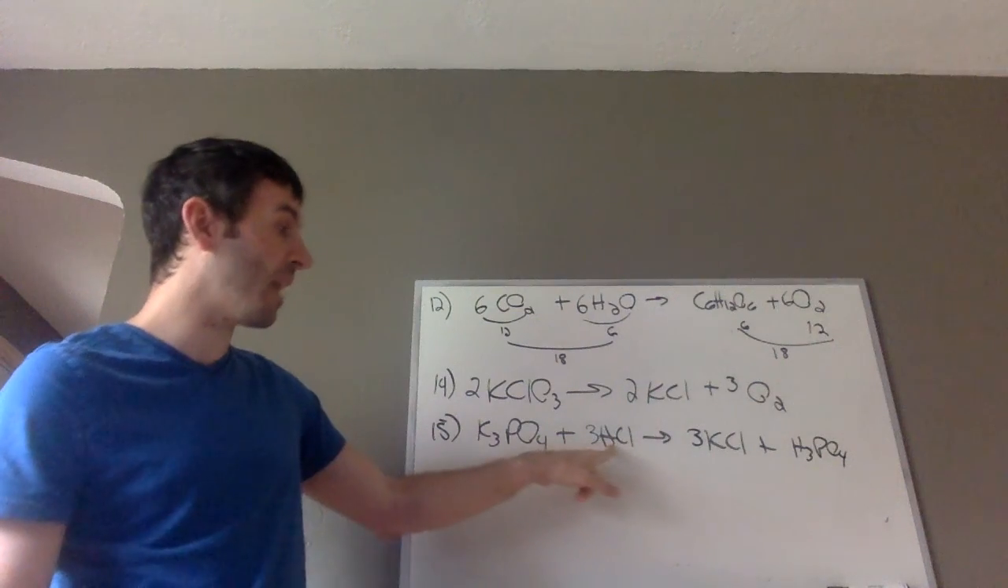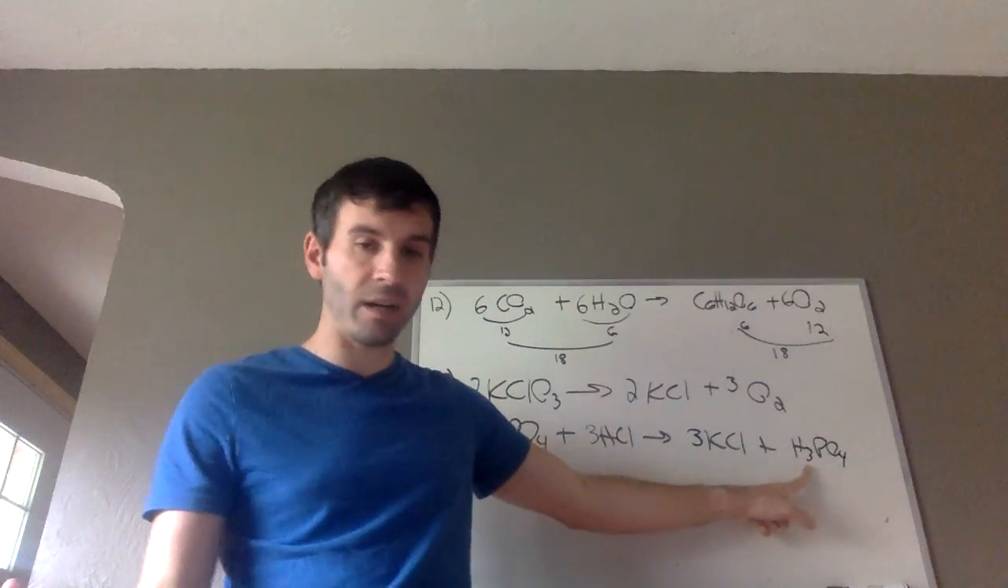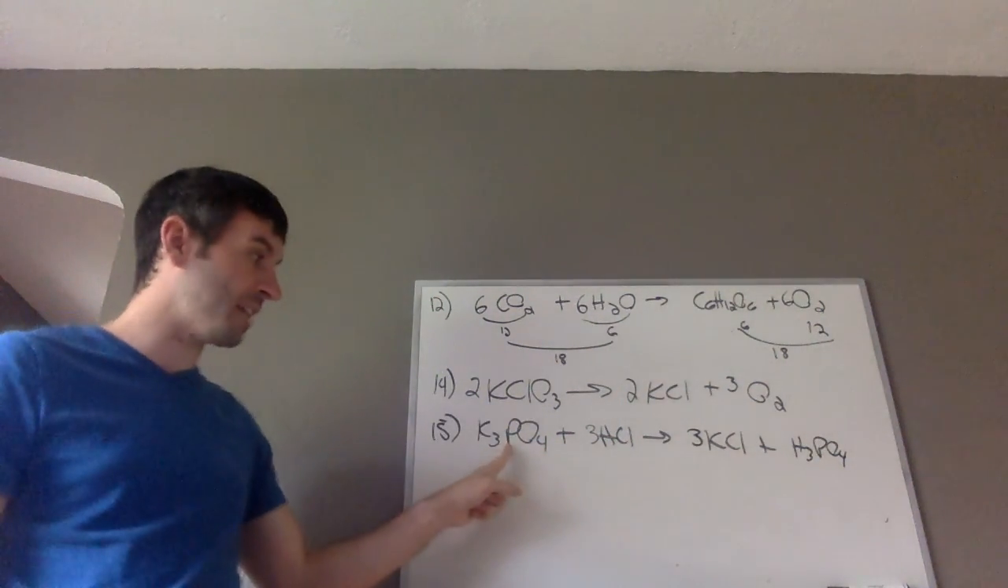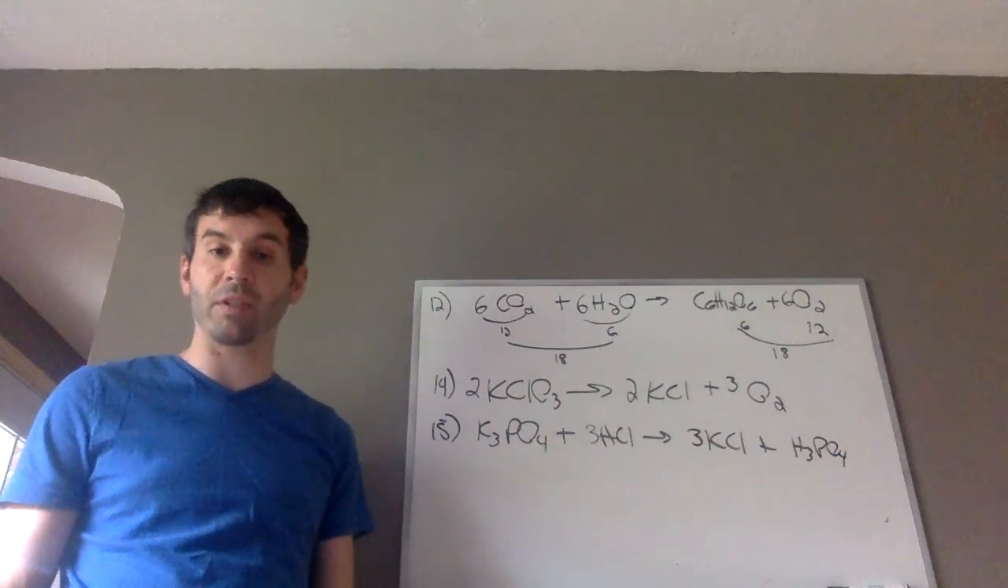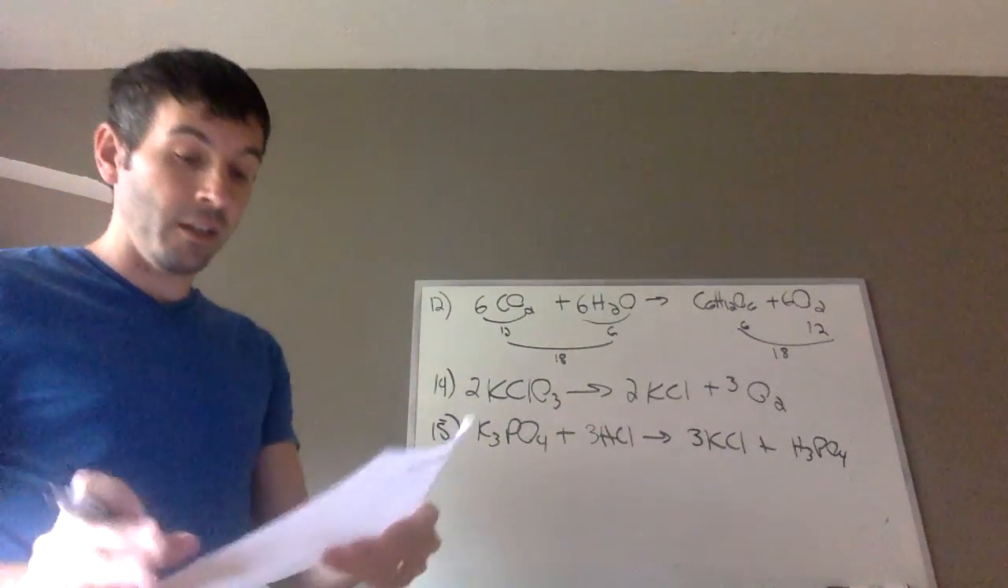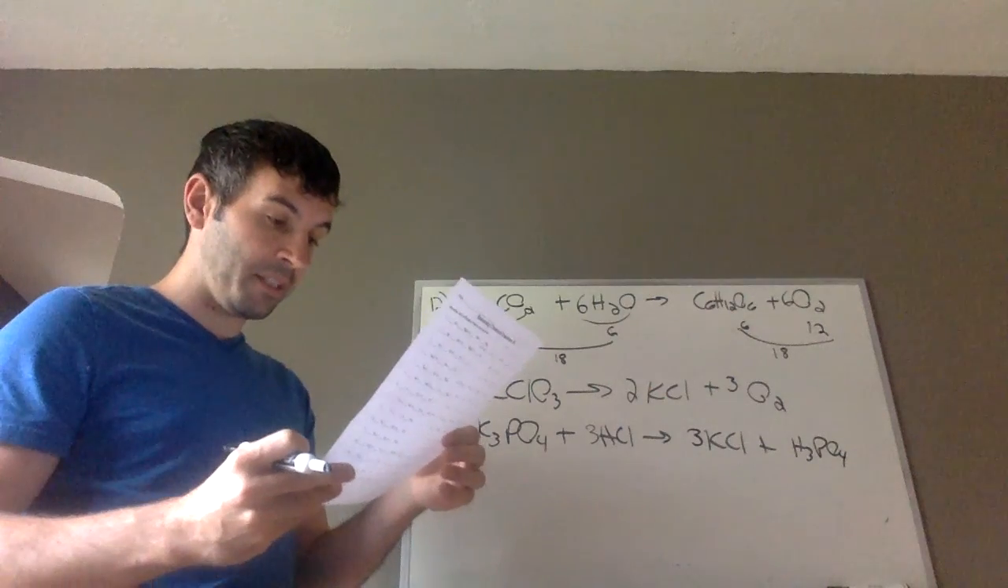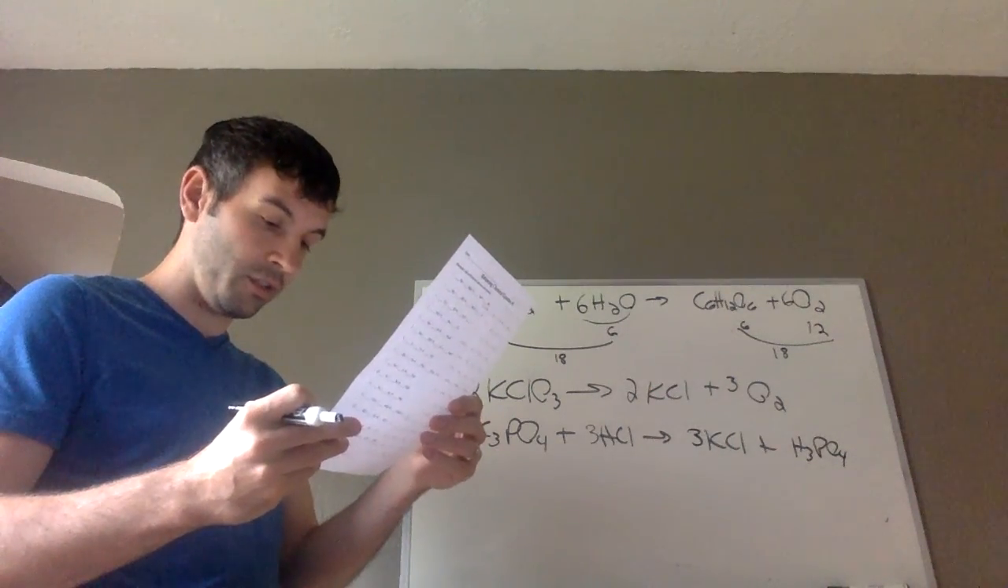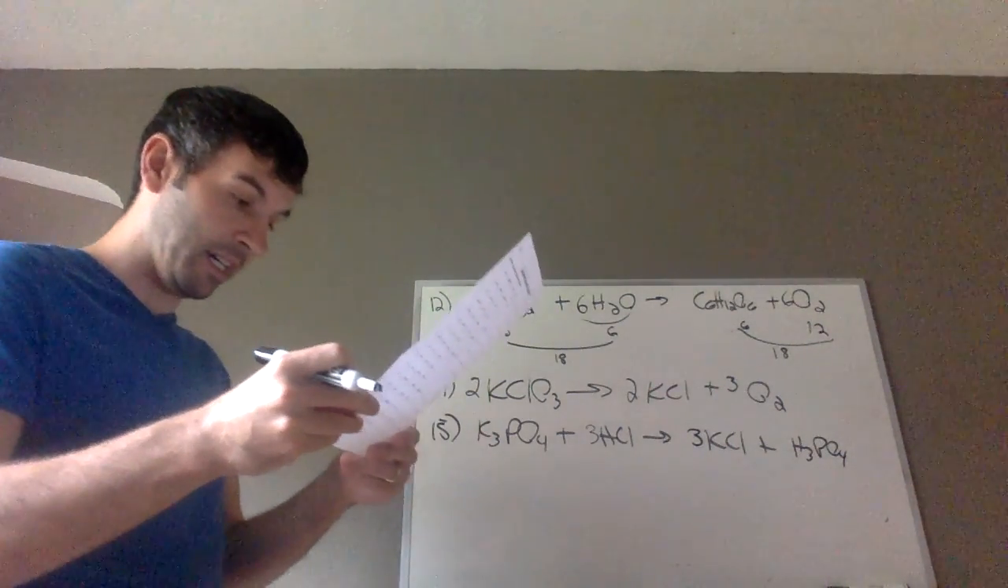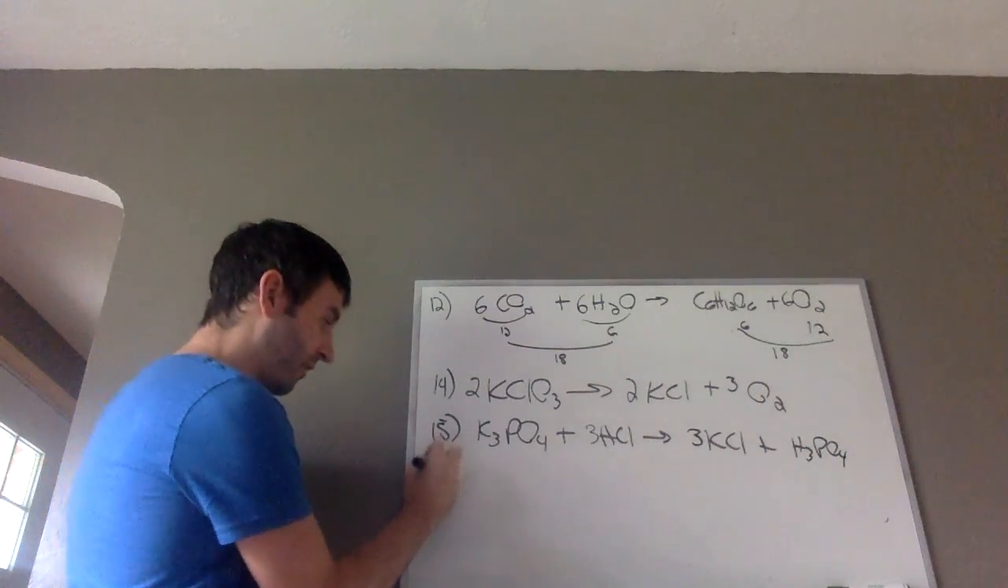Okay, that changes the number of hydrogens. I have 3 on the left, I already have 3 on the right. And then the potassium and the oxygen, they're the same on both sides. So I'm done. Okay, let me do one more. Let me see if I can find a harder one. I don't know, this one looks harder at first glance.